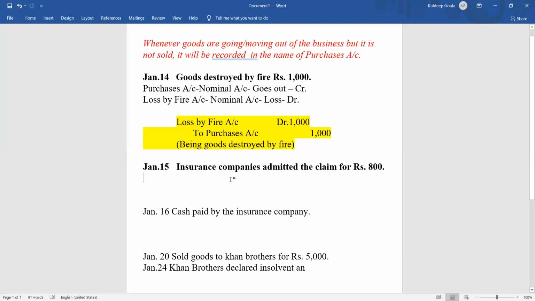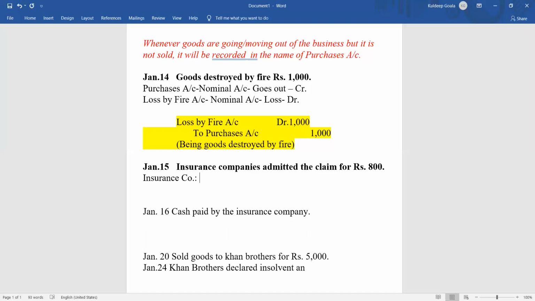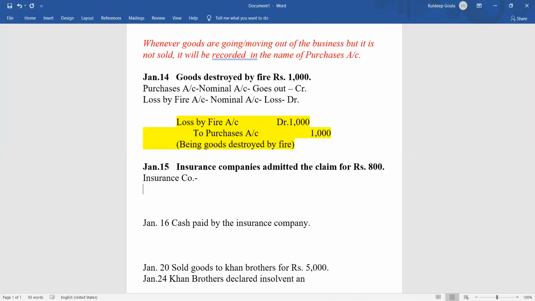First one is the insurance company itself. Insurance company, 800, admitted a claim of rupees 800. Now here, whenever there is any loss by fire and a claim is admitted, it doesn't mean that the organization is paying the money. They are not paying you the money now. They are only accepting your claim. So in that case, you have to find out how much they are going to claim. We can see that they are claiming here only 800 rupees.